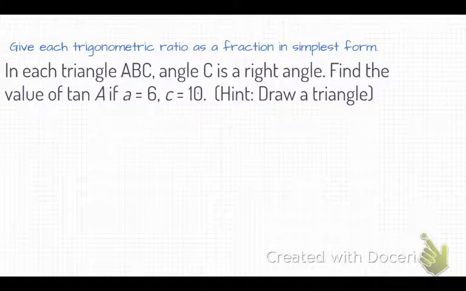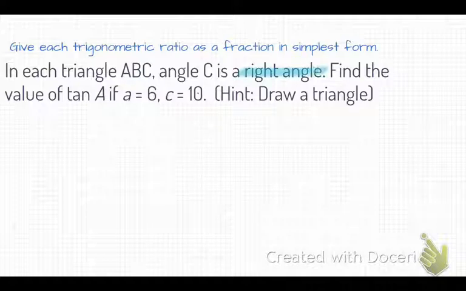Okay, so it says, in each triangle ABC, angle C is a right angle. Find the value of tangent A if a equals 6, c equals 10. And then it says, hint, draw a triangle. Will that hint part be there on a test necessarily? No. But if it says I'm talking about a triangle, and there's no triangle drawn, shouldn't I start by drawing a triangle? And what kind of triangle does it tell me I have? Oh, it says a right angle, so that means I have a right triangle.